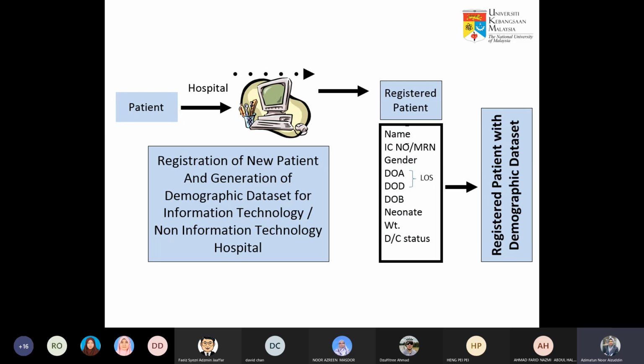Next one adalah how is the flow of the system. Yeah? So patient masuk ke hospital. Okay, dia register. Okay, so dalam registration dia ada demographic dataset ya, untuk information technology dan juga non information technology hospital. Okay, depends how whether it's manual or software dan sebagainya, menggunakan EMR ke dan sebagainya ya. So bila patient register, data yang ada adalah kita akan dapat nama, kita akan dapat RN, kita akan dapat gender, kita akan dapat date of admission and date of discharge ya. Itu yang we come up with the length of stay.